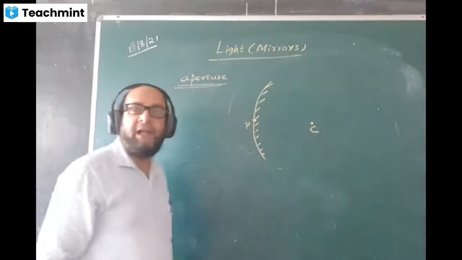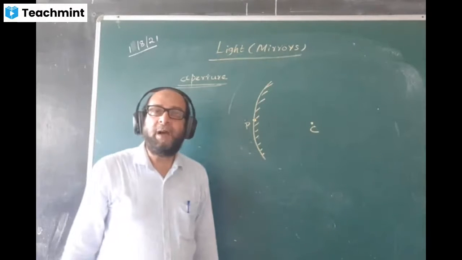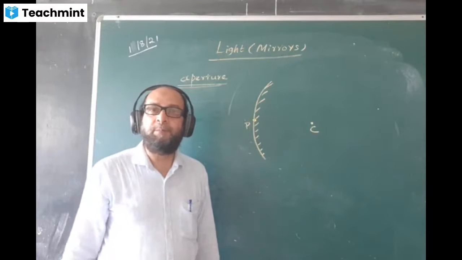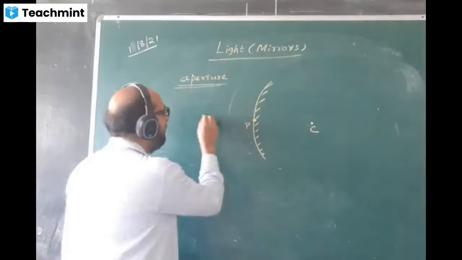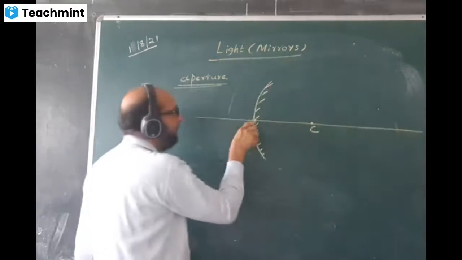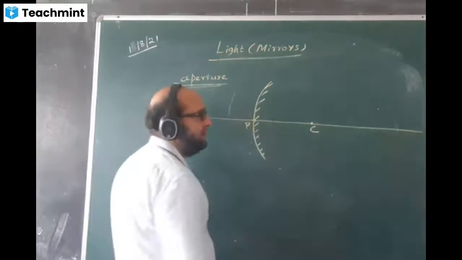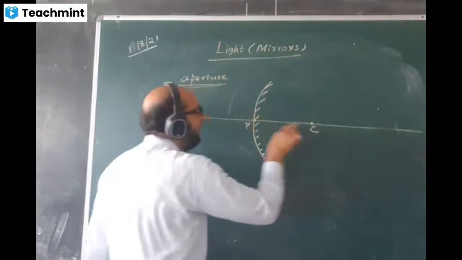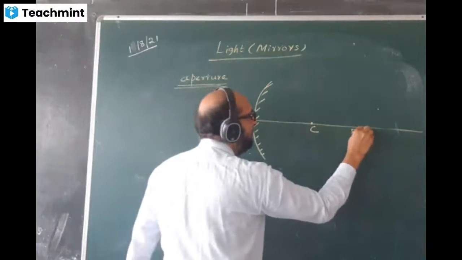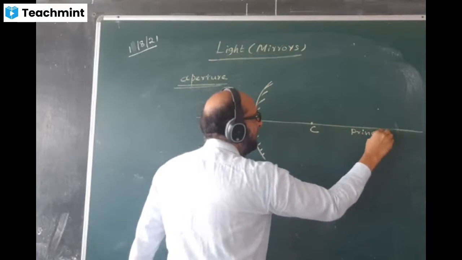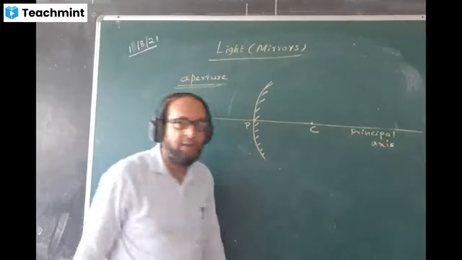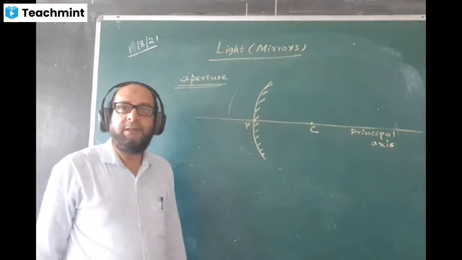The straight line passing through the pole and the center of curvature is called the principal axis. If I draw a line like this, passing through point P and point C, this straight line is called what? The principal axis. Yes, this line is called the principal axis.